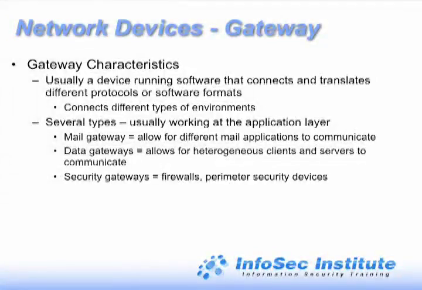Okay, gateway characteristics. Usually a device running software that connects and translates different protocols or software formats. There are several types. For example, a mail gateway, which would allow different mail applications to communicate. There's data gateways, which allows for heterogeneous clients and servers to communicate. Then security gateways, such as firewalls and perimeter security devices.